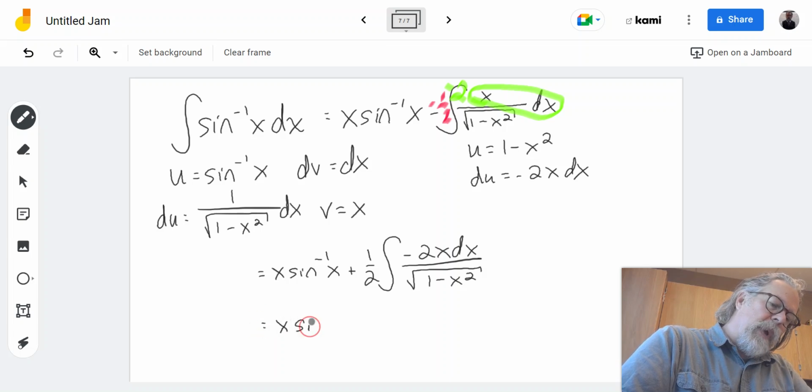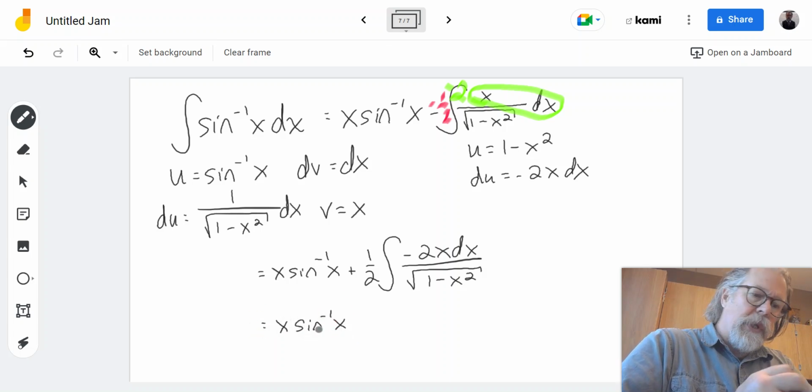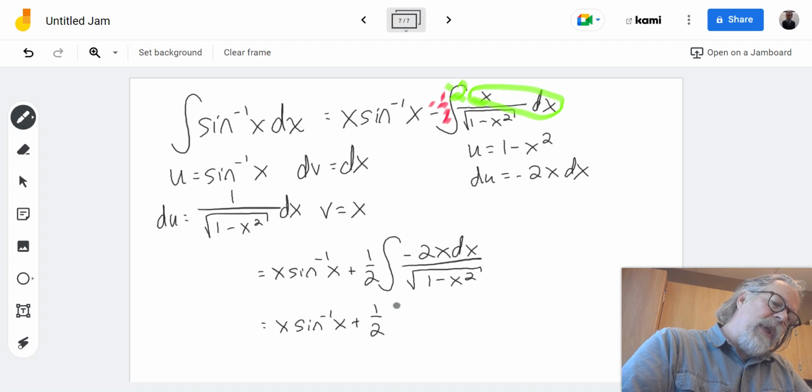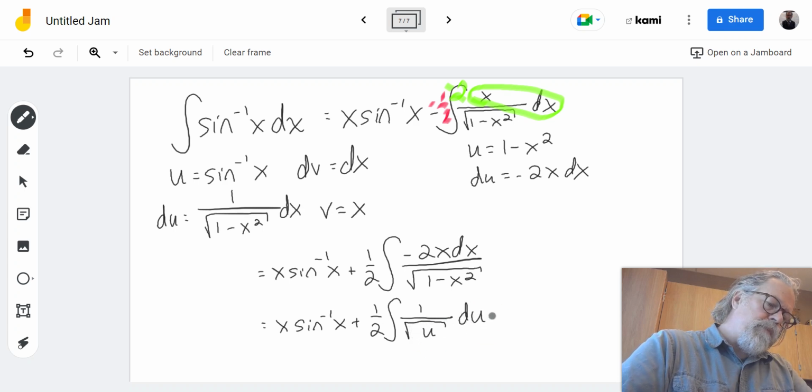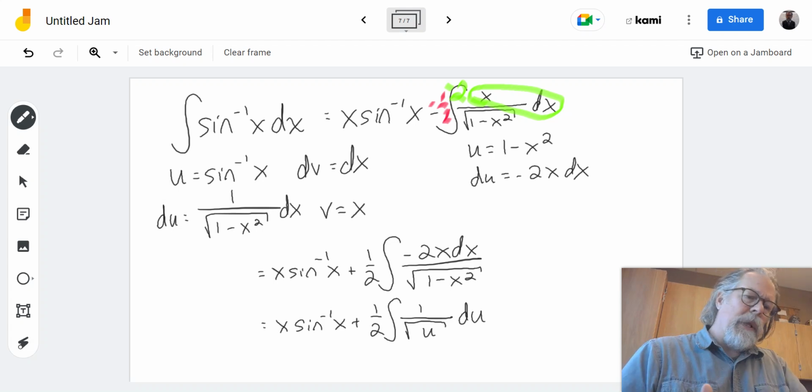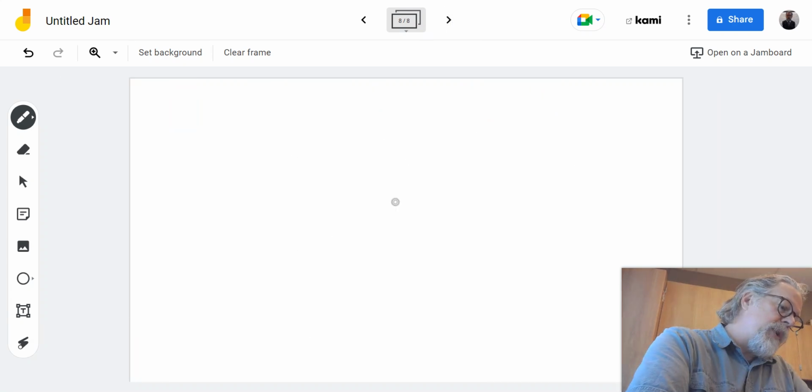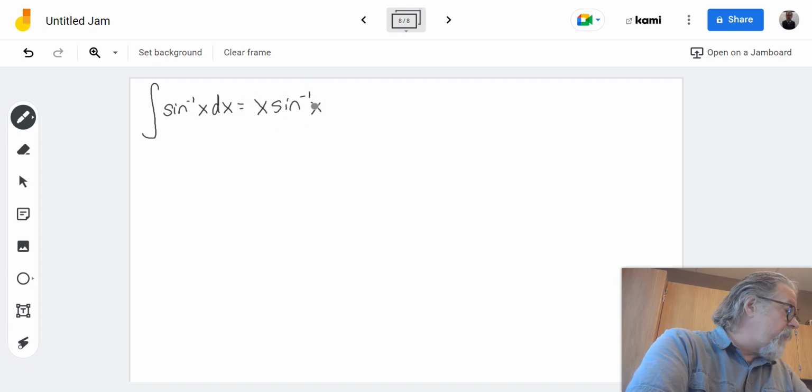And just powering on, we get x inverse sine of x. Yes, advanced math takes a lot of writing. Plus 1/2 the integral of 1 over the square root of u du. And unfortunately, because I'm working on teeny little pages, I now have to turn to the next page. So I'm just going to write out the whole thing that we have so far. The integral of arc sine of x dx is equal to x times arc sine of x plus 1/2 the integral of u to the negative 1/2 du.